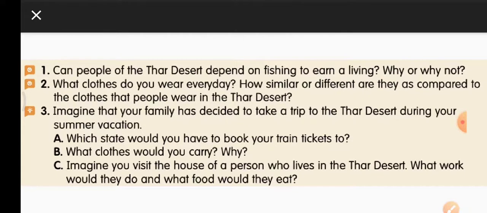C. Imagine you visit the house of a person who lives in the Thar Desert. What work would they do and what food would they eat? So if we visit the house of a person in the Thar Desert, we can see them rearing animals, making pottery and making crafts. Okay, and they will be eating rotis made of bajra and jawar, and they'll also take milk and milk products.